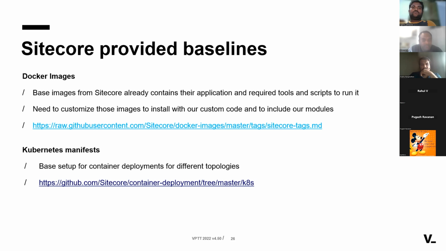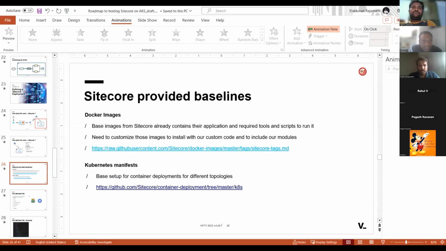Again, for the Kubernetes manifest files, we don't have to start creating everything from the beginning. Say for example, if I go back and look at Sitecore's GitHub repository, and if you take a look at the K8s folder, Sitecore has provided all the base Kubernetes files, which we can straight away download and start using.